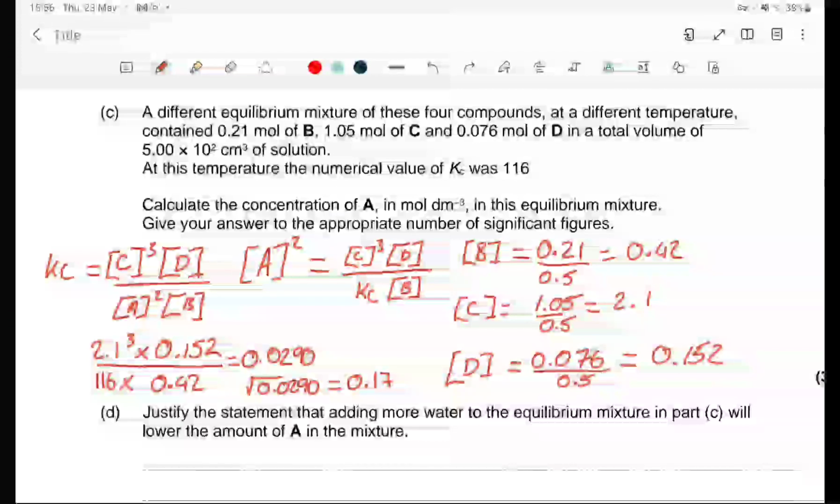It does say in the question you have to use the appropriate number of significant figures. If you look in the question, they have a combination of 2 sig figs and 3 sig figs. So 0.21 is to 2 sig figs, 1.05 is to 3 sig figs, and 0.076 is to 2 sig figs. You should always use the lower value if there are multiple different values used, because using a higher value than the minimum implies a level of precision that you don't actually have. So 2 sig figs. So the answer is 0.17.